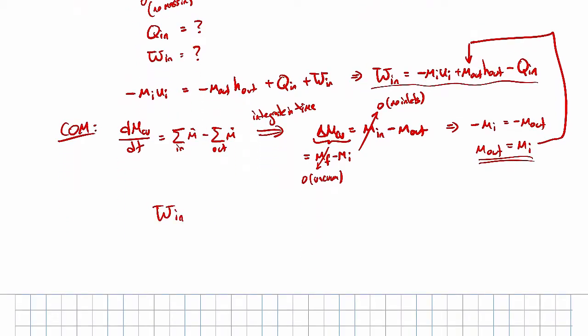So the work in is now going to be the initial mass times H out minus U initial, minus Q in. All right, so I think we're in good shape so far.